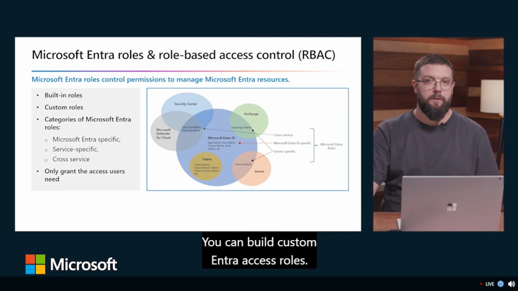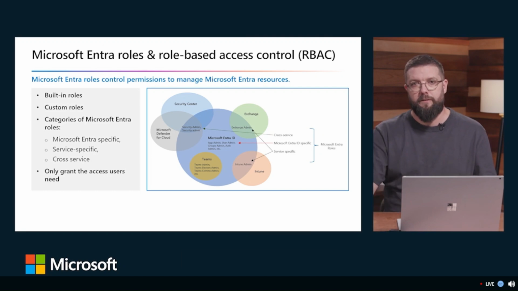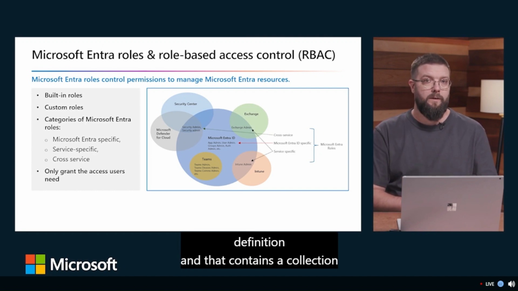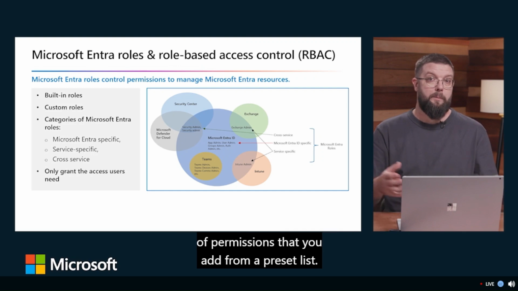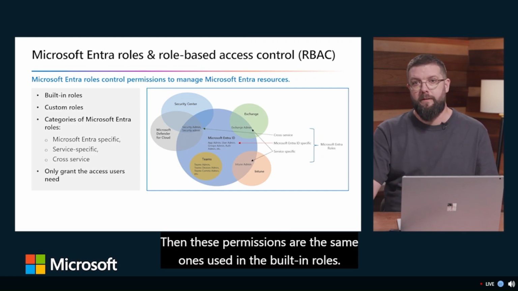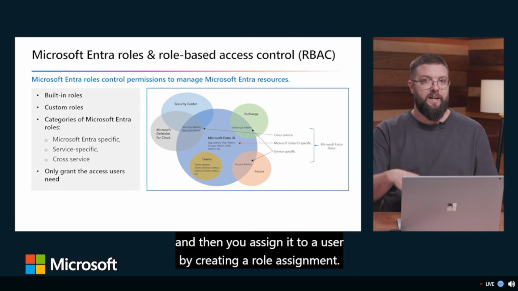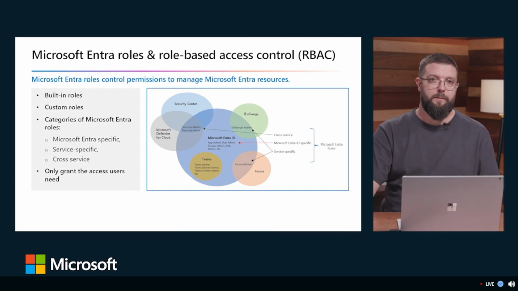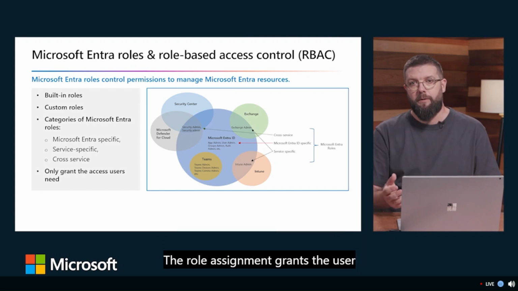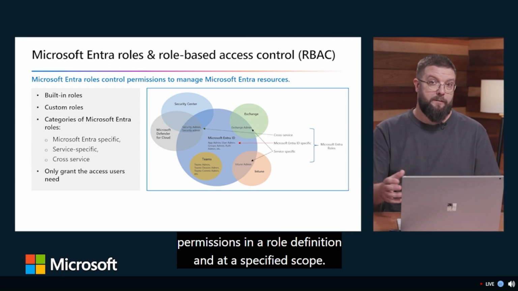So you can build custom Entra access roles, and it's a two-step process essentially. So you're creating a custom role definition, and that contains a collection of permissions that you add from a preset list. And then these permissions are the same ones used in the built-in roles, so you can kind of combine and mix and match as you need. And then you assign it to a user by creating a role assignment. So the role assignment grants the user permissions in a role definition and at a specified scope.